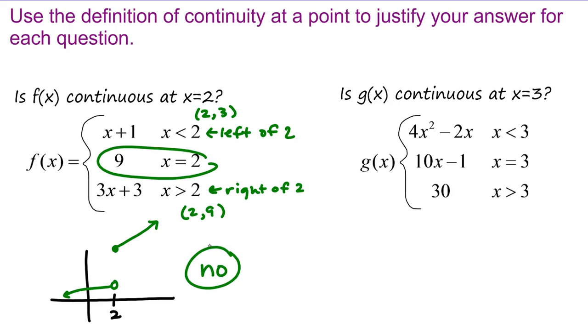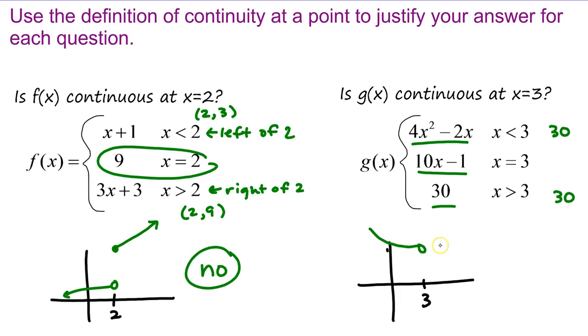Is g of x continuous at x equals 3? Let's do the same thing. Let's figure out what it is on the left. Let's figure out what it is on the right. Let's also figure out what the point actually is. So when we put 3 in here, 4 times 3 squared is 36, minus 6, 30. When we put 3 in here, 30. So what that's telling us is, from the left and the right, we're approaching a height of 30.